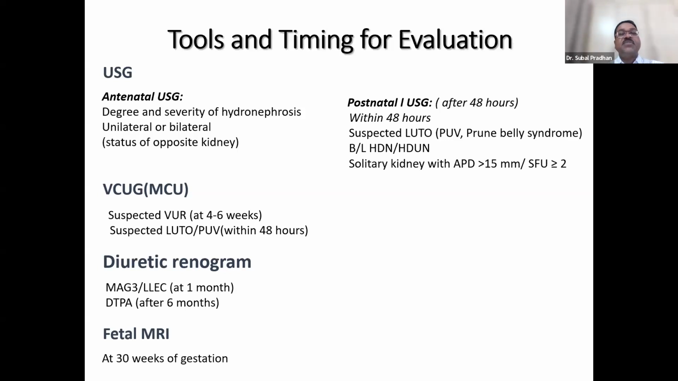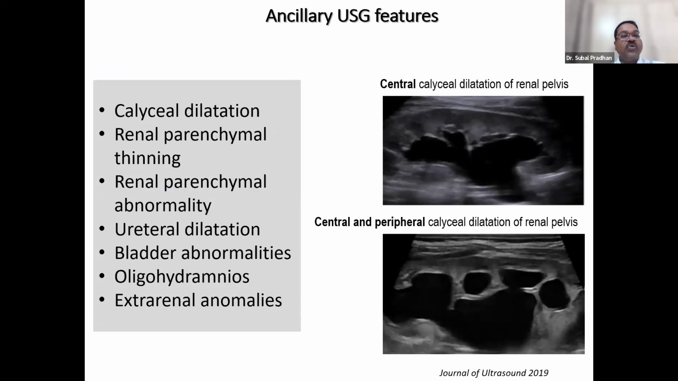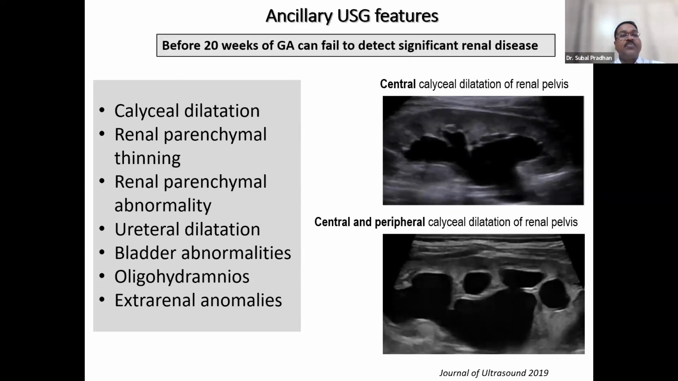As I have said, the USG is the most common tool for antenatal as well as postnatal evaluation. Besides the degree of hydronephrosis, we need to look for calyceal dilatation, both central and peripheral, renal parenchymal thinning, renal parenchymal abnormalities, ureteric dilatation, including the presence of ureteroceles, any bladder abnormalities, presence of oligohydramnios, or presence of any extrarenal major congenital anomalies. It should usually be done after 20 weeks of gestation, because before 20 weeks it may fail to detect major congenital anomalies. So around 18 to 20 weeks is the ideal time for the renal anomaly scan.